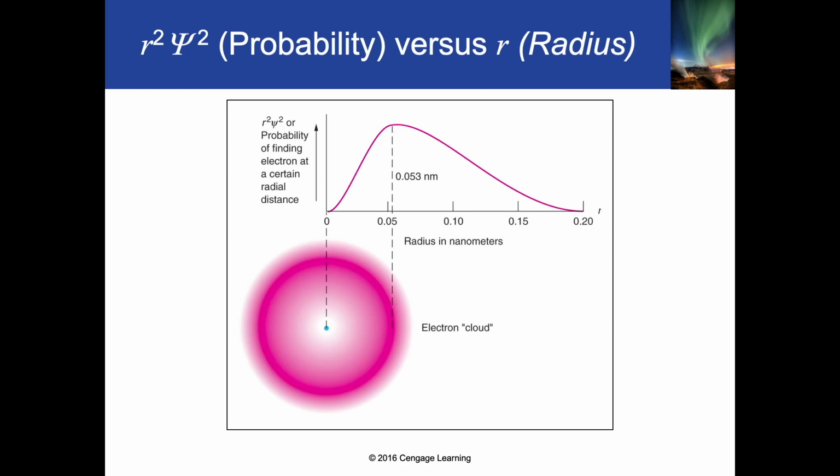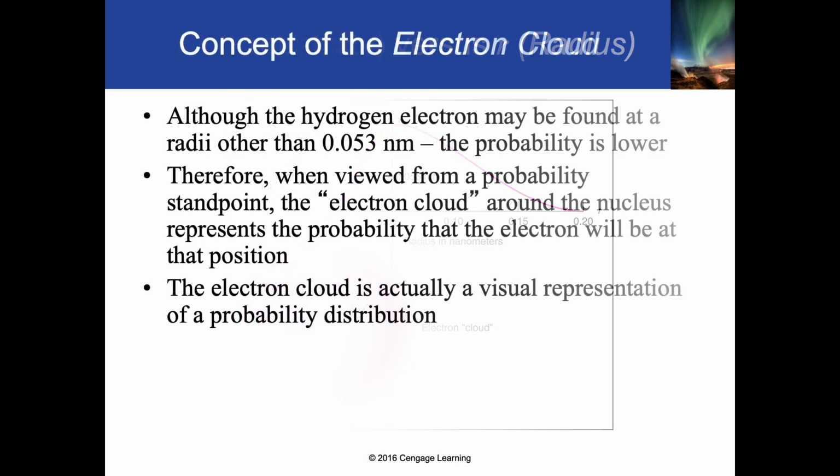So that's the wave function we've been talking about this whole time that Schrodinger came up with. So the concept of the electron cloud: although hydrogen's electron may be found at radii other than 0.053 nanometers, the probability is quite lower, which is what I just said on that picture, right? Therefore, when viewed from a probability standpoint, the electron cloud around the nucleus represents the probability that an electron will be at that position. And the cloud is actually a visual representation of the probability distribution.